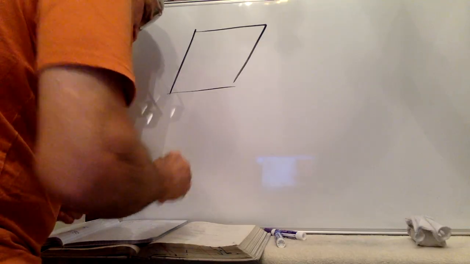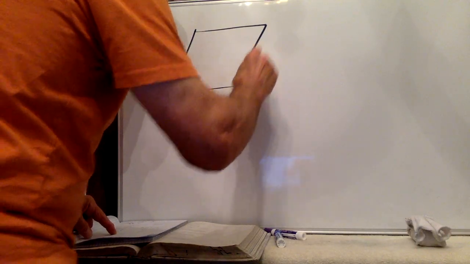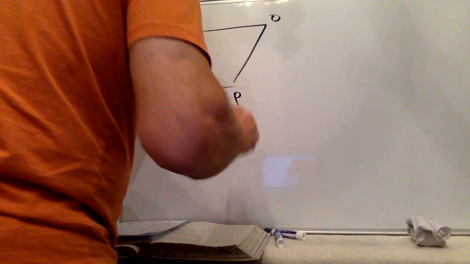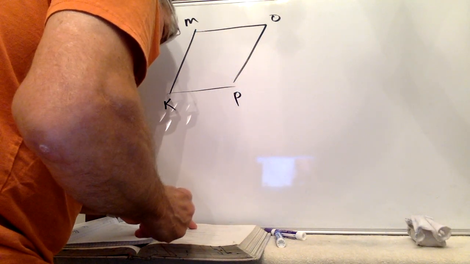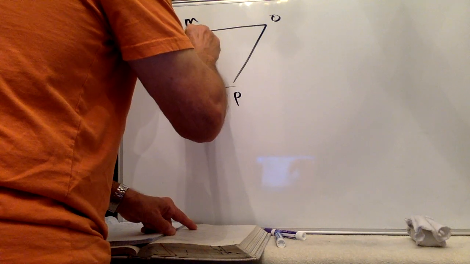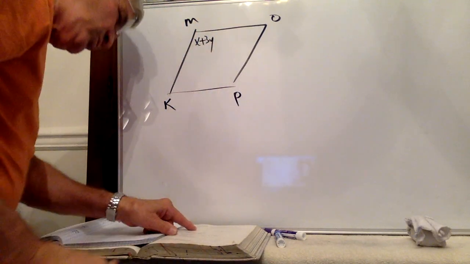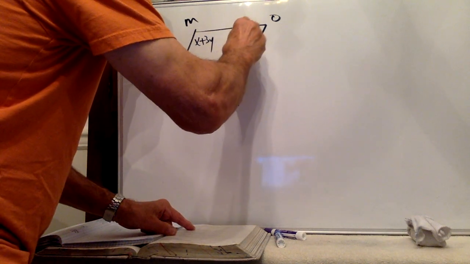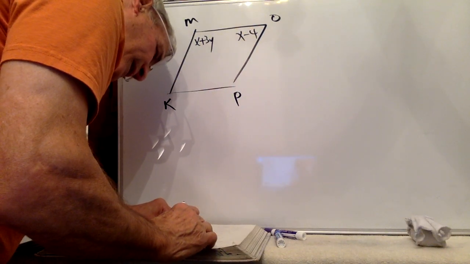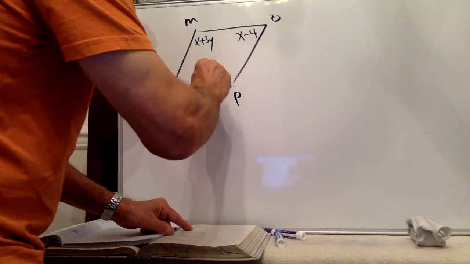The next one was number 19. Number 19, you were given a parallelogram again. Parallelogram KPOM. And you were told that angle M is x plus 3y. You were told that angle O is x minus 4. And you were told that angle P is 4y minus 8.